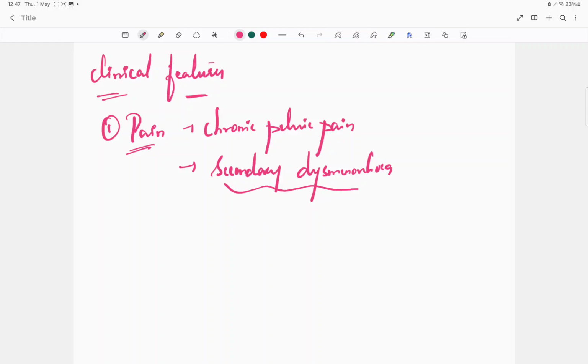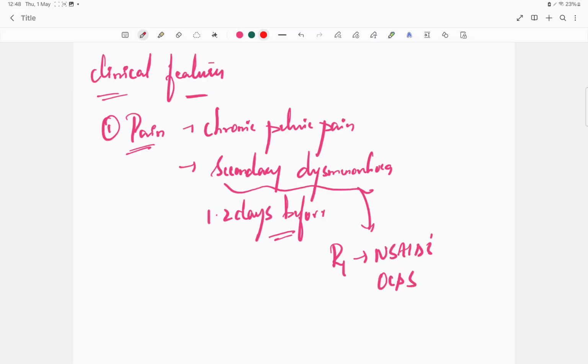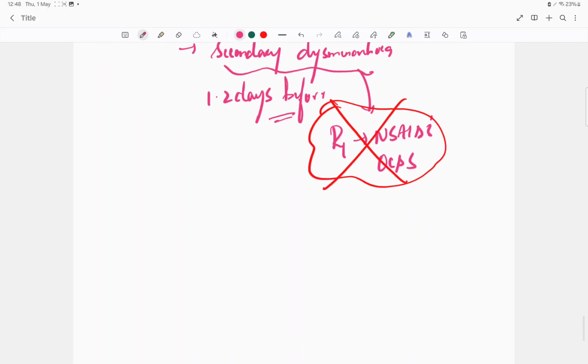So what do you mean by secondary dysmenorrhea? Secondary dysmenorrhea is basically painful menstruation. This painful menstruation starts 1 to 2 days before menstruating. Okay, and in secondary dysmenorrhea, even if you give treatment such as NSAIDs or oral contraceptive pills, both don't work. Because they don't work, they cannot be given. So secondary dysmenorrhea is a second important thing that you can see.